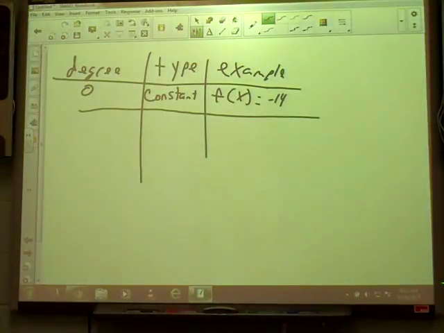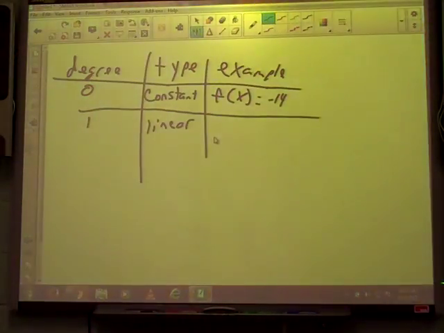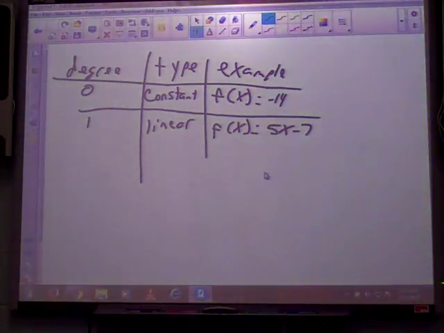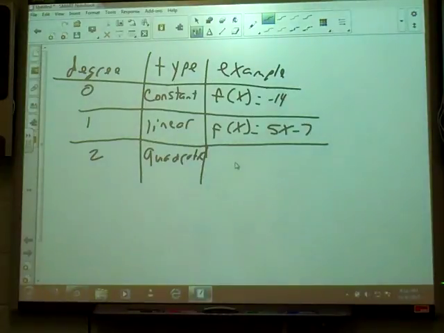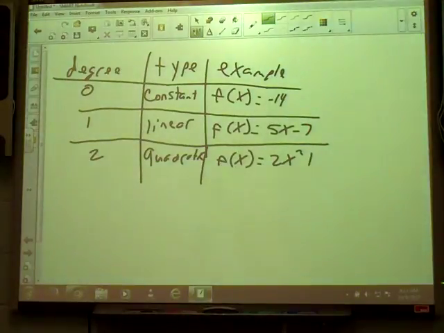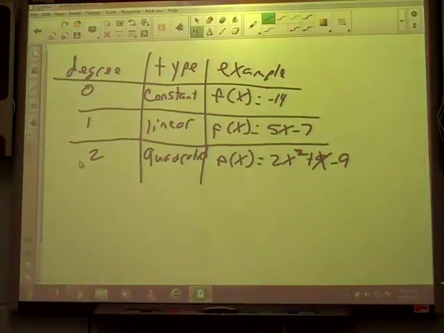If I had a degree of 1, that means I am linear. An example would be f of x equals 5x minus 7. This 5x is an x to the first power, so the degree is 1. The degree is always the highest power on your variables. A degree of 2, which is what we've been doing most recently, is a quadratic. An example would be f of x equals 2x squared plus x minus 9. Squared is my highest power, so 2 is the degree.